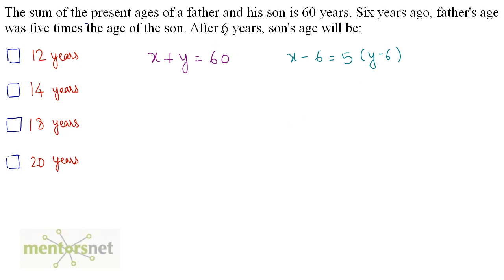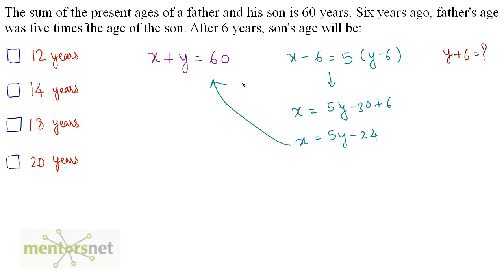Now, we have been asked, after 6 years, the son's age will be. So, the son's present age is y. So, after 6 years, we have y plus 6. And that is what we have to find out. Now let us solve this further. x is equal to 5y minus 30 plus 6. So x is equal to 5y minus 24.